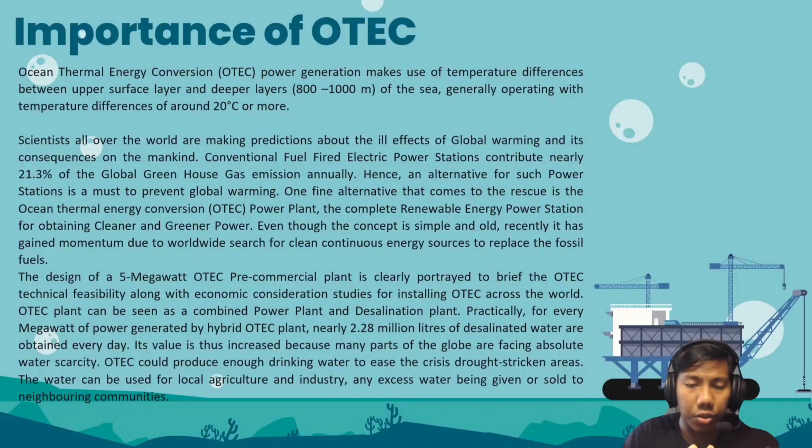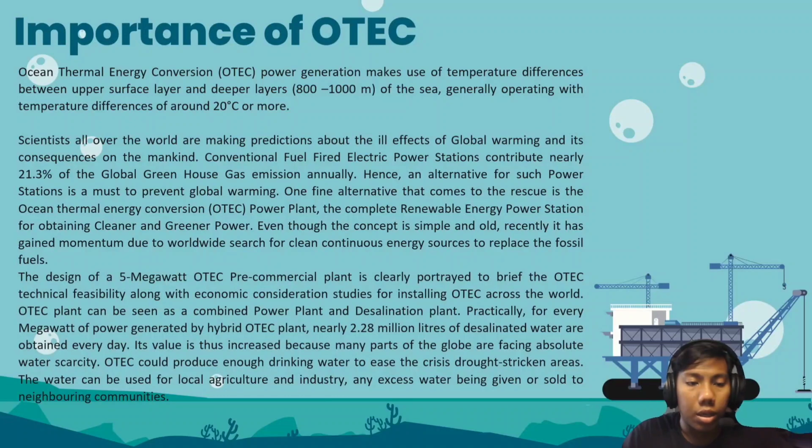Scientists around the world are predicting the ill effects of global warming and its consequences on mankind. Conventional fuel-fired electric power stations contribute nearly 21.3% of the global greenhouse gas emissions annually. Hence, we need an alternative renewable energy conversion, a new type that can give a cleaner and greener environment. So we choose OTEC. There are a lot more renewable energies, but OTEC is one of them.